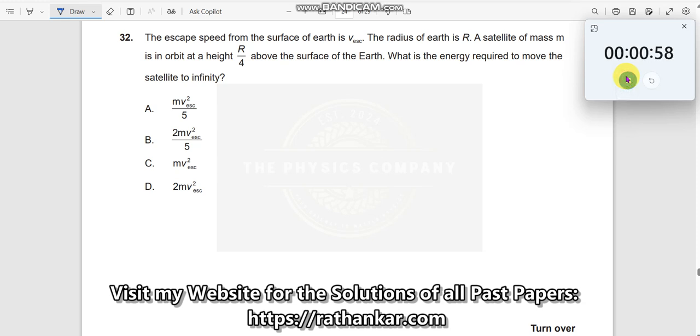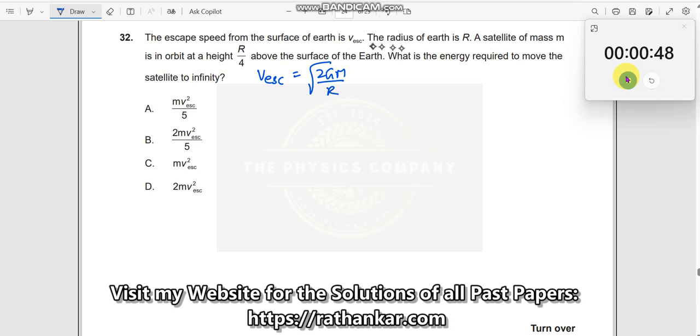Question number 32. Escape speed from the surface of the earth is v escape. Let us write out the formula for v escape: square root of 2GM divided by R. The radius of the earth is R. A satellite of mass m is in orbit at a height of R by 4.